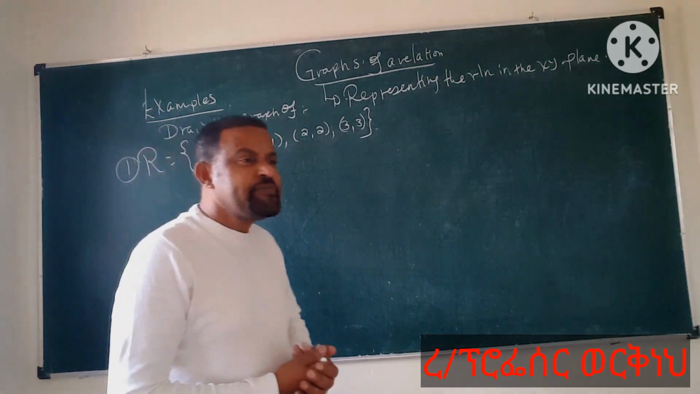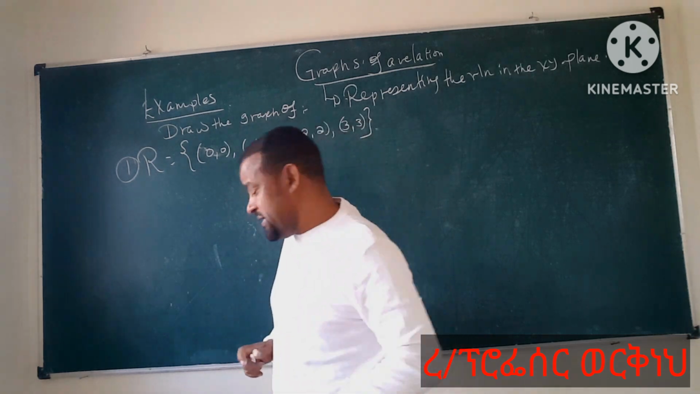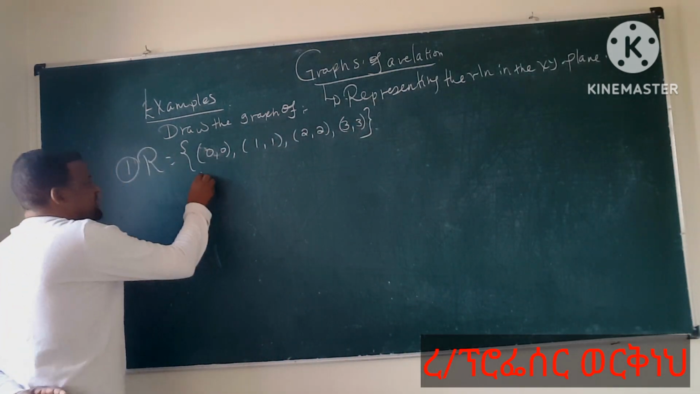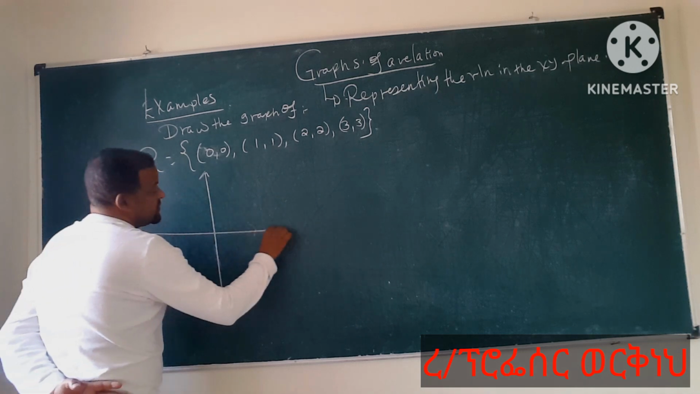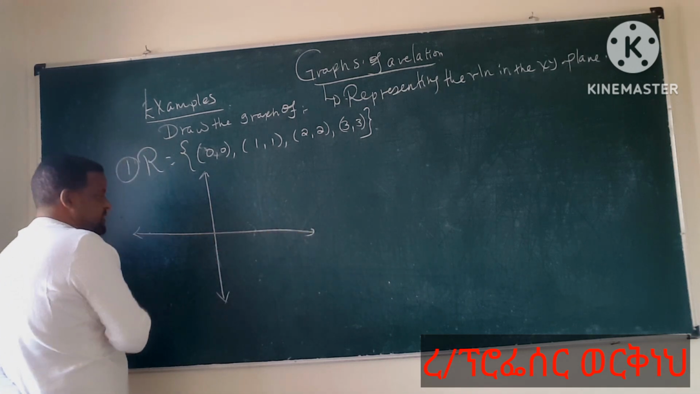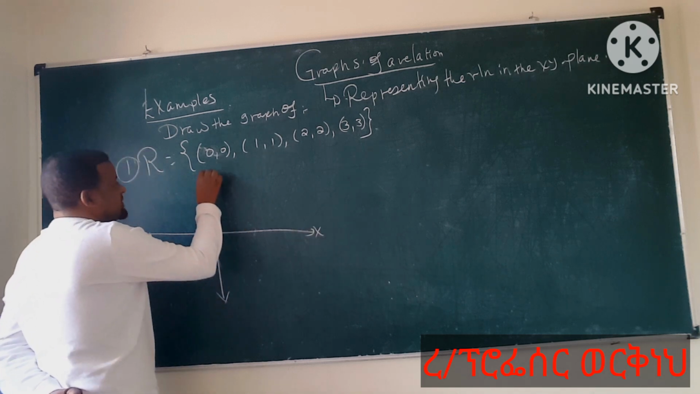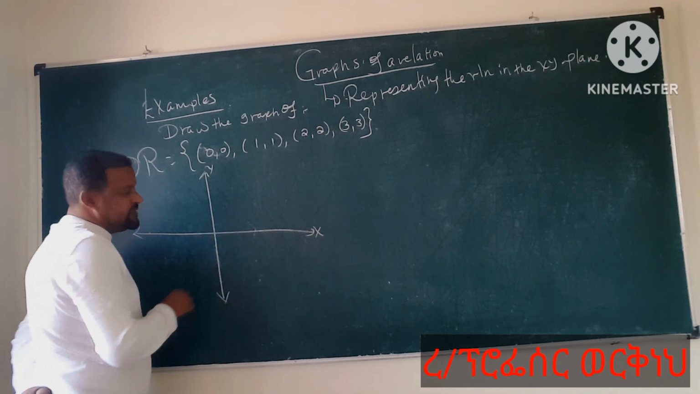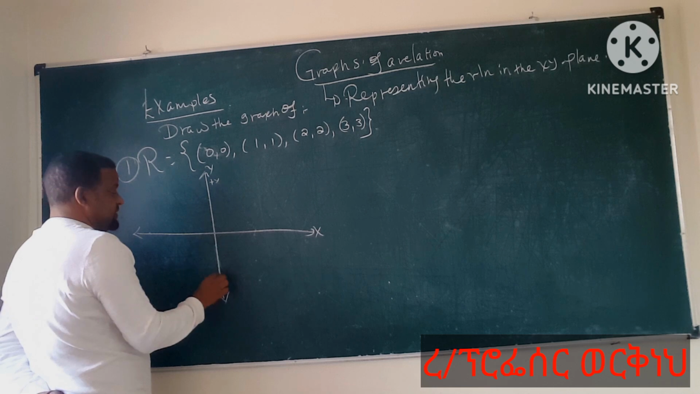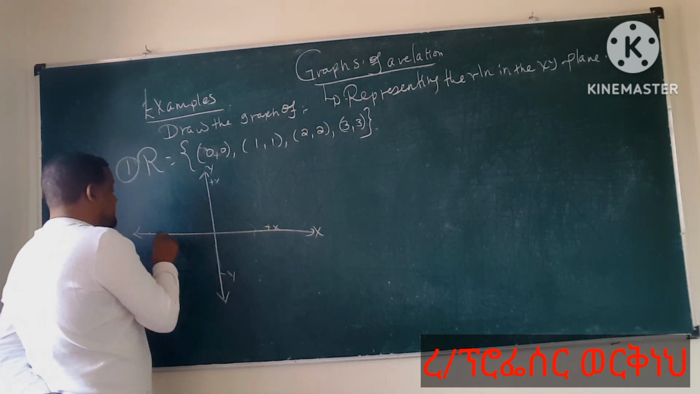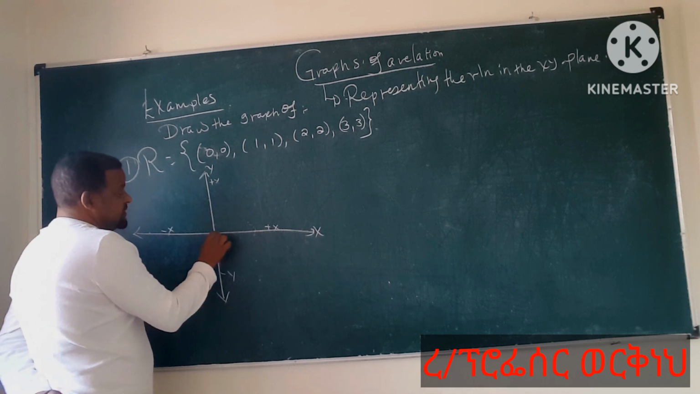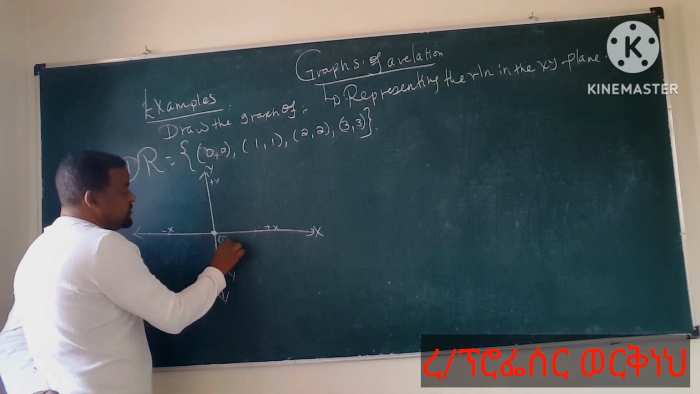First, you just draw the x and y axes. In mathematics, this vertical line is the y axis, and this horizontal line is the x axis. This is the positive y axis, this one is the negative y axis. This is the positive x axis, this one is the negative x axis. This is the origin (0, 0).